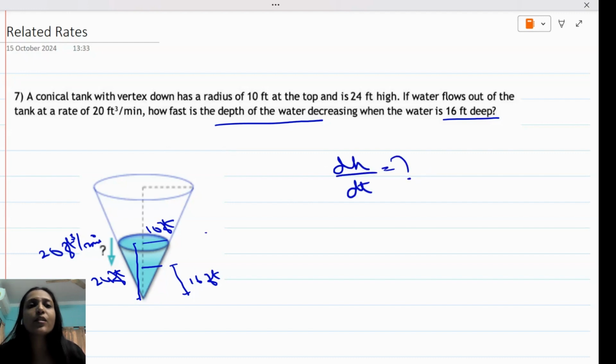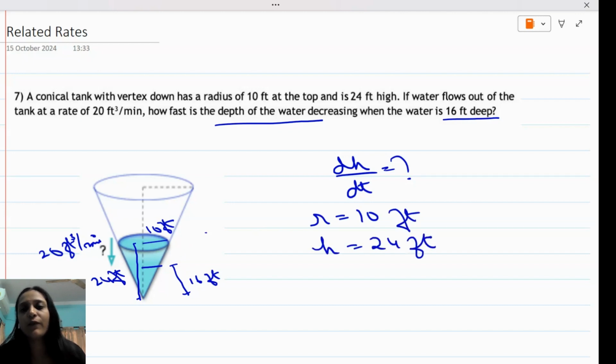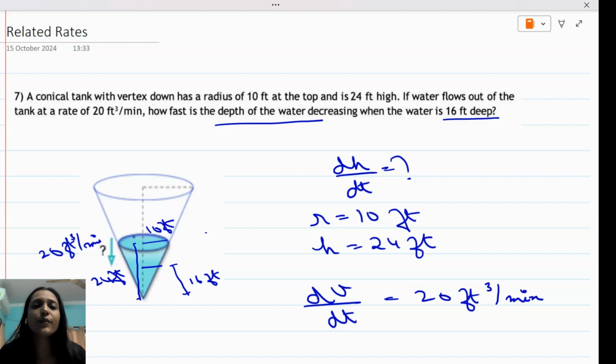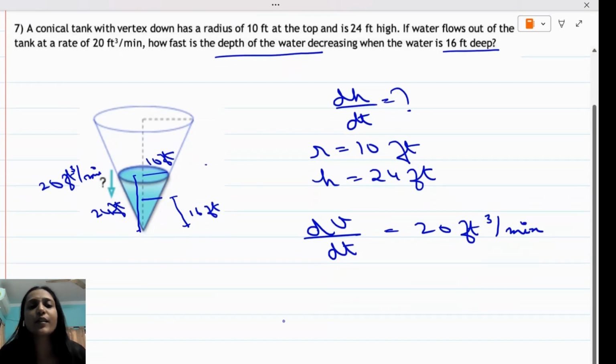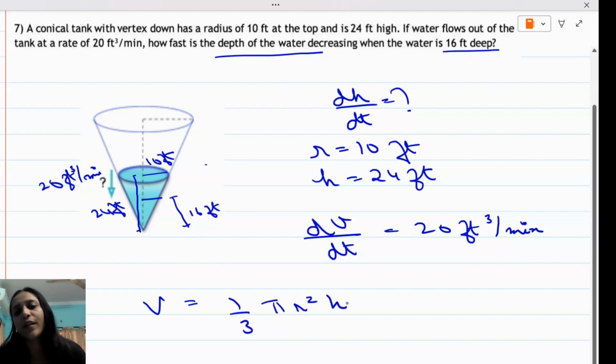Now first thing is we should write down all the information that we have over here. So r at that given instance is given as 10 feet, and the initial height of the water is 24 feet, and then the rate at which the volume is decreasing or coming out of the tank would be 20 feet cube per minute. Now we know that the volume of a cone is given by the formula V is equal to 1 by 3 pi r square h.